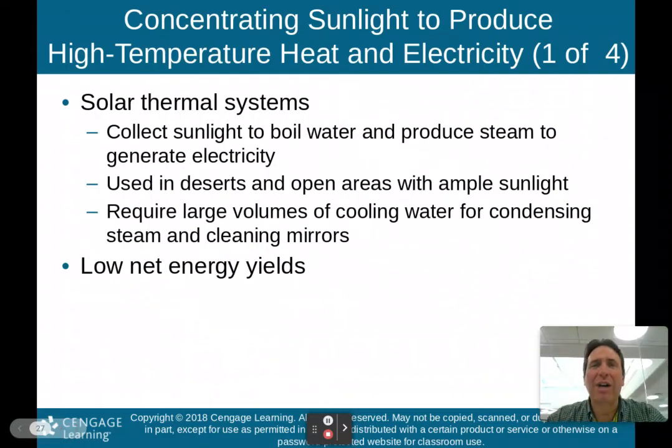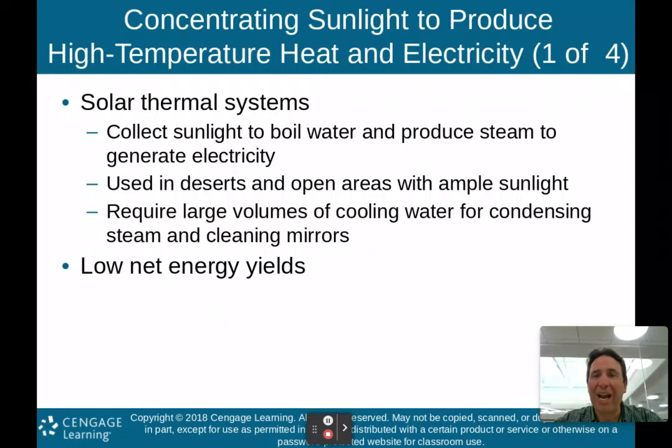So, talking about concentrating sunlight to produce high temperature heat and electricity. We talked about solar collectors and a passive solar house. Now we're going to talk about more of those solar panels that you see. So what are solar thermal systems? They collect sunlight to boil water and produce steam to generate electricity, right? The water boils, you get steam. The steam then runs a turbine, which then produces electricity.